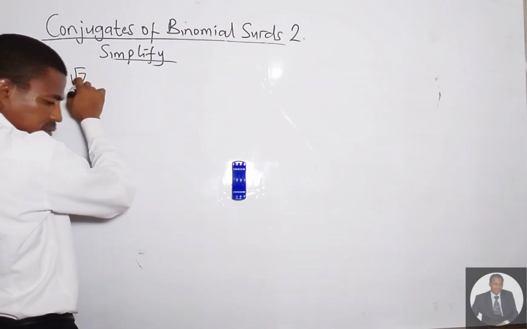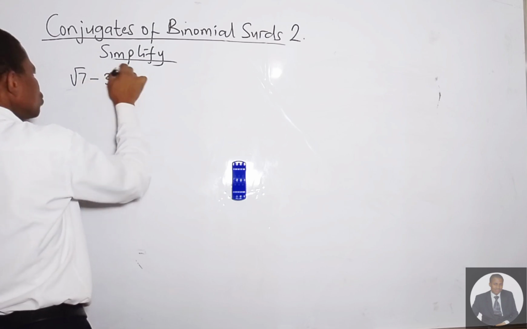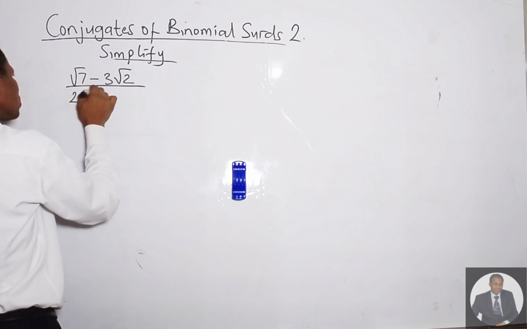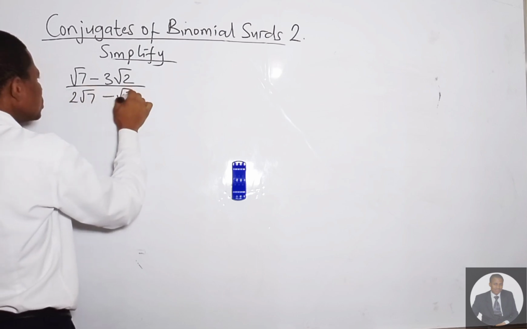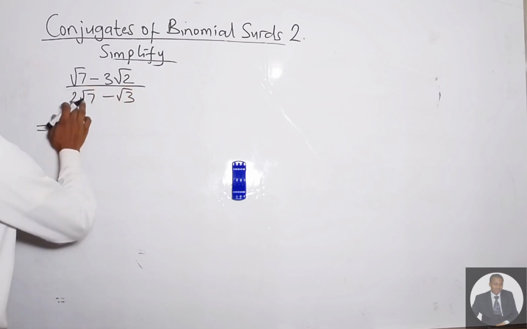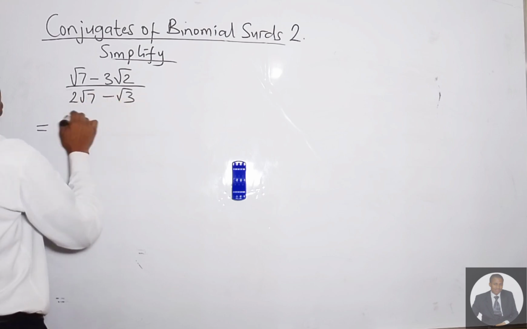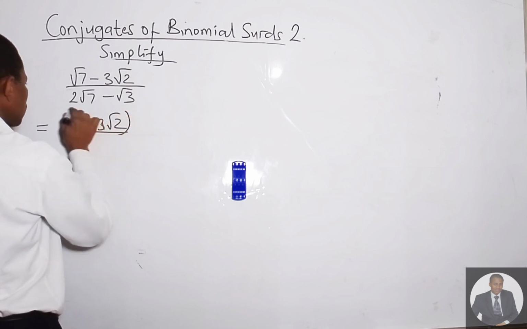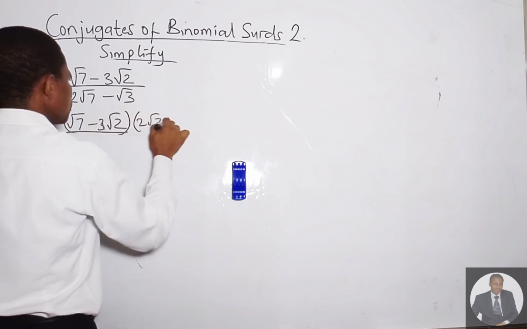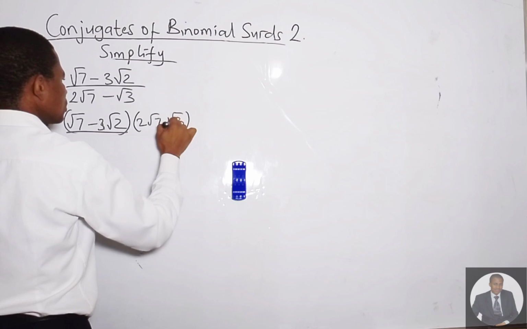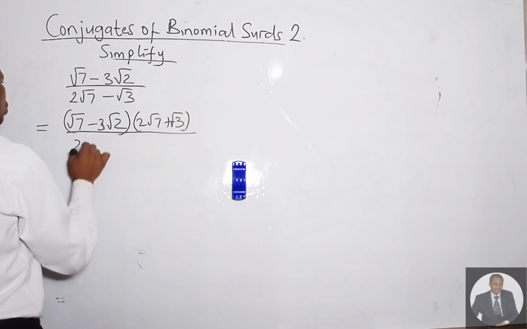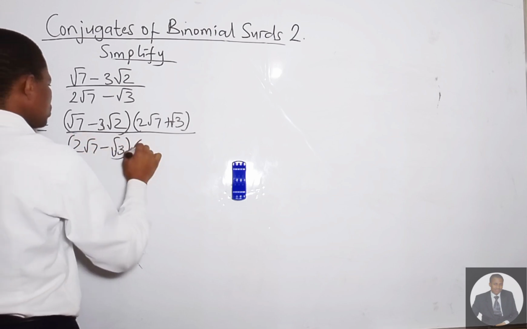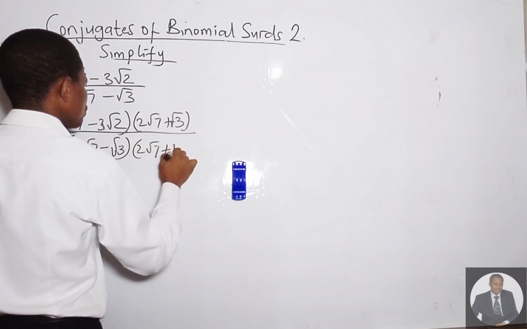Next: (5 root 7 minus 3 root 2) over (2 root 7 minus root 3). The conjugate of this denominator is 2 root 7 plus root 3. So we multiply the numerator and the denominator by that factor: (5 root 7 minus 3 root 2) times (2 root 7 plus root 3), over (2 root 7 minus root 3) times (2 root 7 plus root 3).